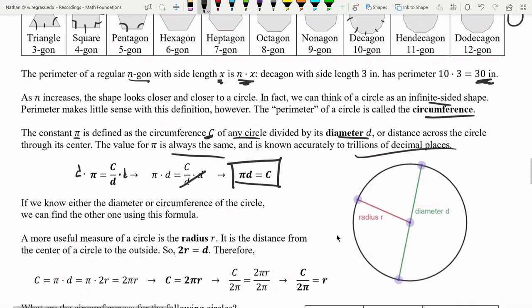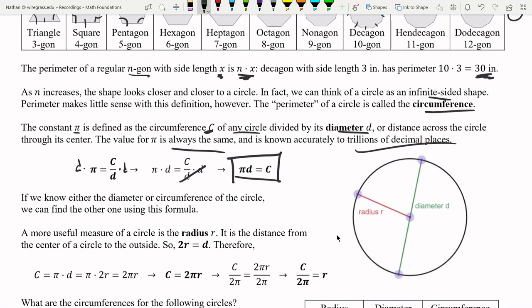Now, a more useful measurement than the diameter is the radius. The radius is halfway from the side of the circle to the center. So this tends to be more useful than the diameter. The diameter you can see here goes through the center of the circle. The radius goes from the center out to any point on the edge. This is also the radius. This is also a radius. This is also a radius. It just goes from the center straight out to the edge. A diameter is anything that goes all the way across through the center. So this and this, that would be a diameter going all the way across the circle.